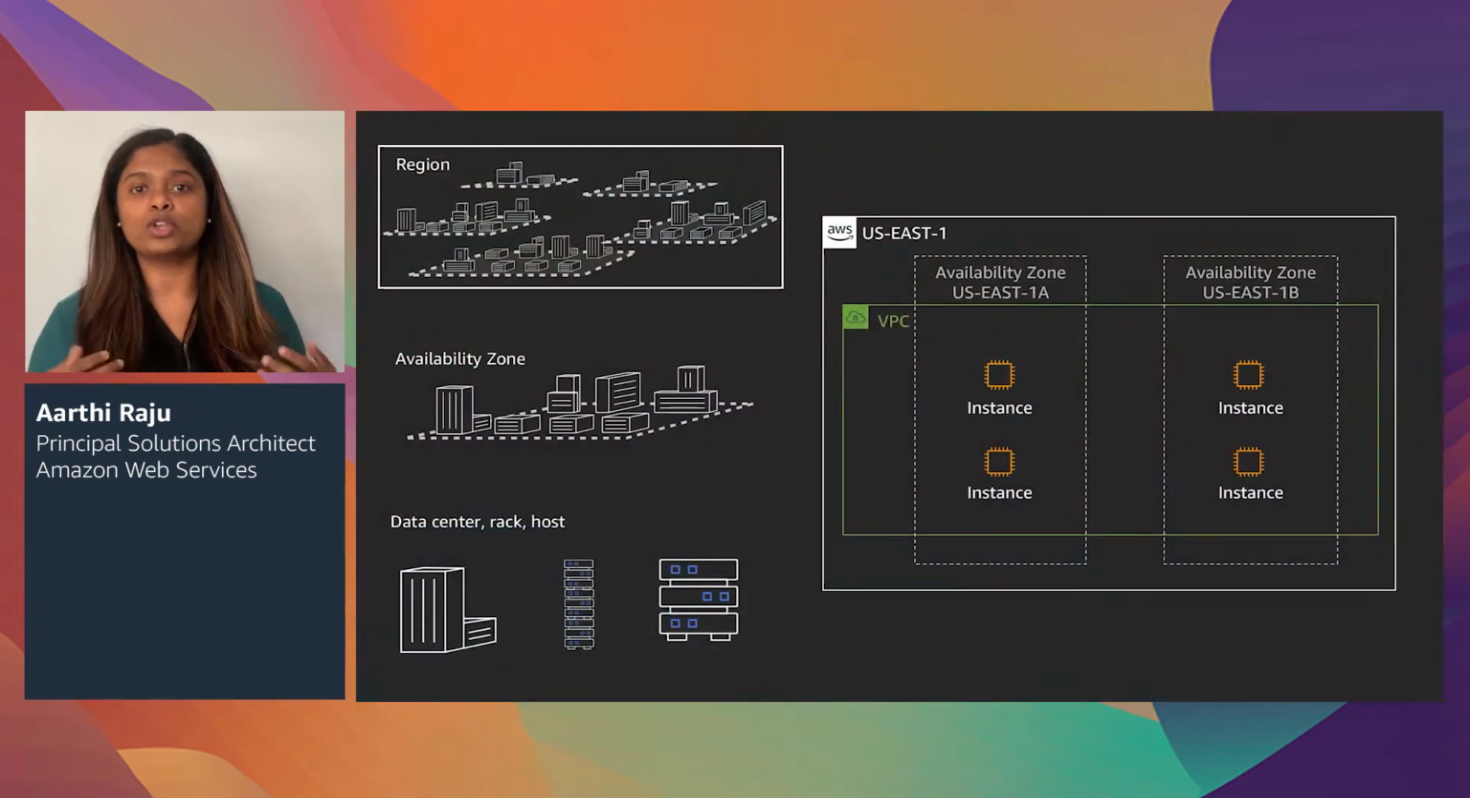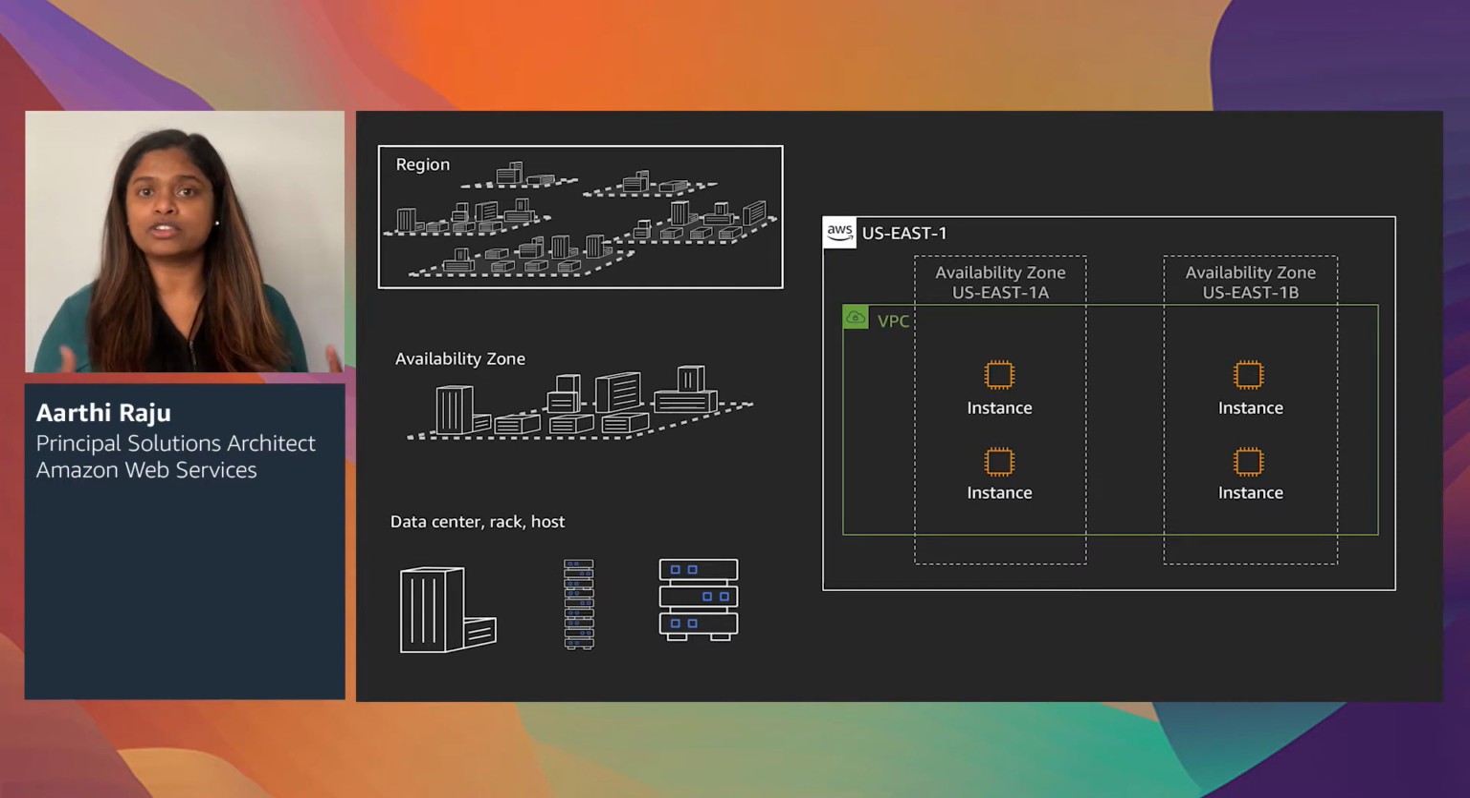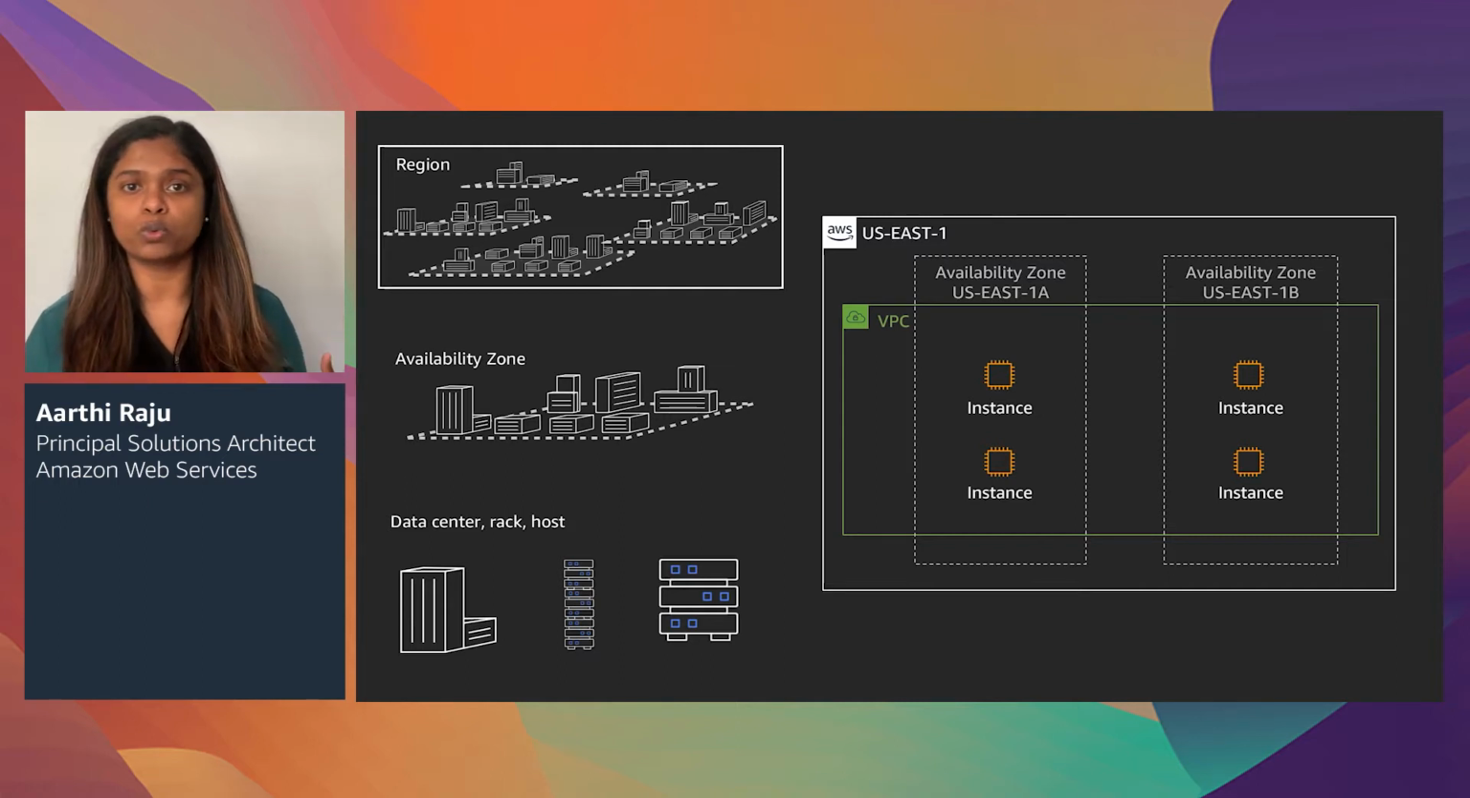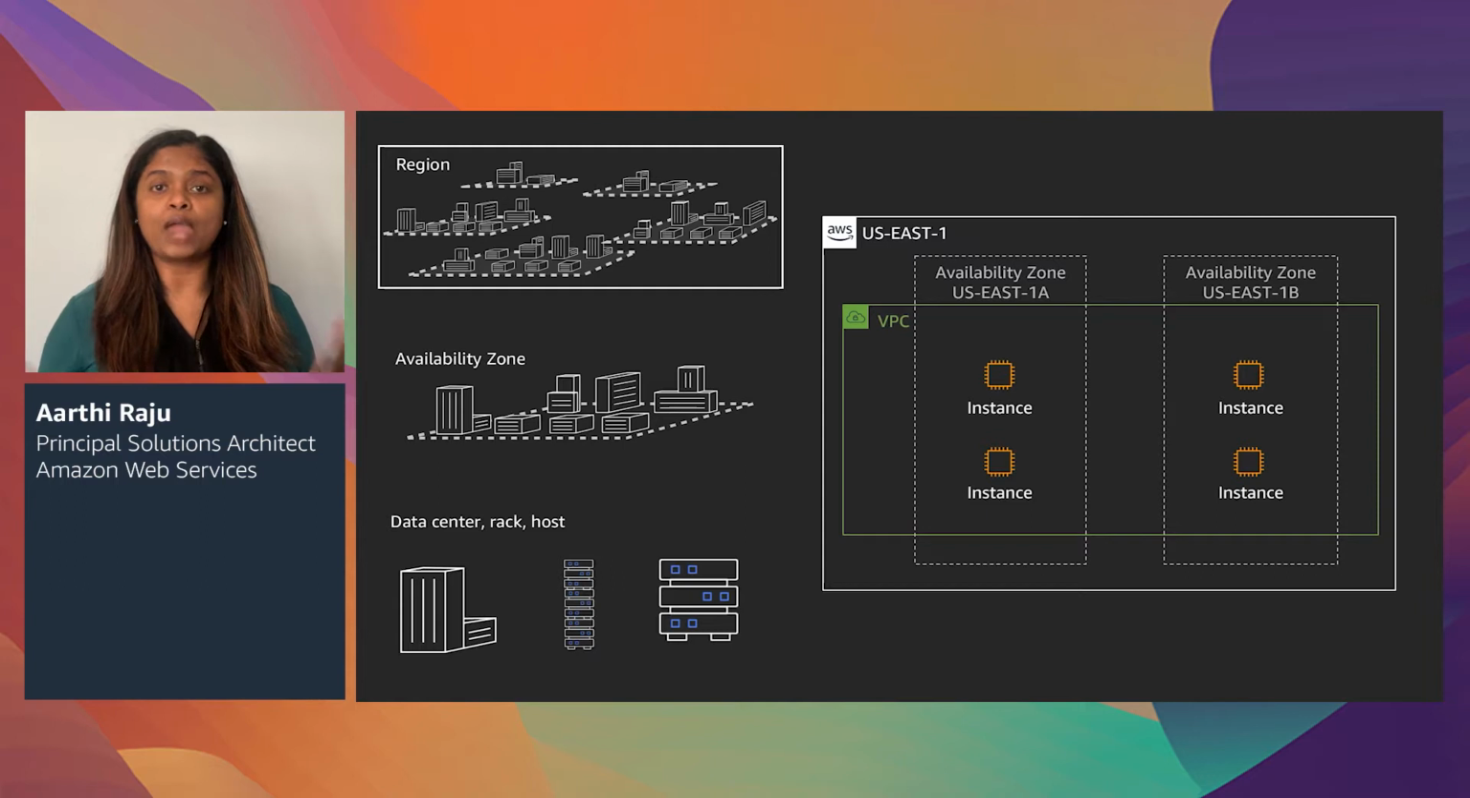With AWS, we do have the concept of a region. A region is an isolated geographical area. And within this region, we have multiple availability zones. An availability zone can be one or more data centers that have redundant power and networking between them. And within these availability zones, we then have multiple racks and multiple hosts.